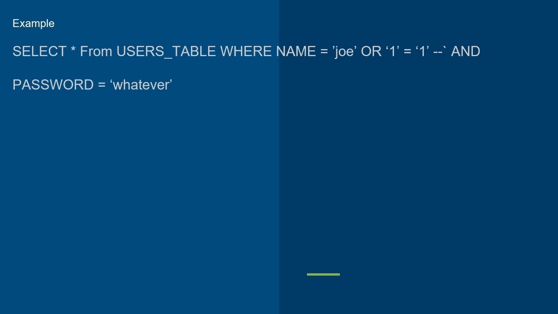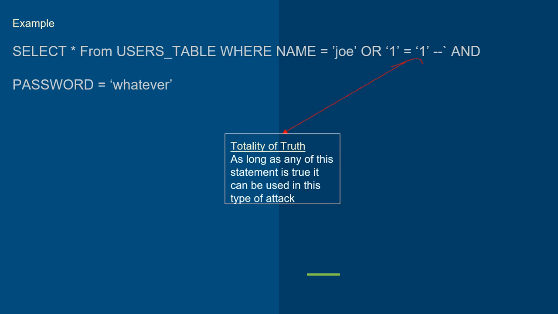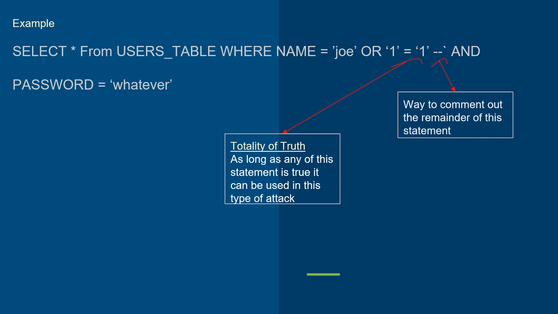Suppose there is an SQL query like this. 1 equal to 1 attack is any kind of totality of truth. As long as any kind of this statement is true, it can be used in this type of attack. Dash dash is a way to comment out the remainder of the statement. This is usually going to be syntactically specific to the type of SQL database that has been run on the backend.